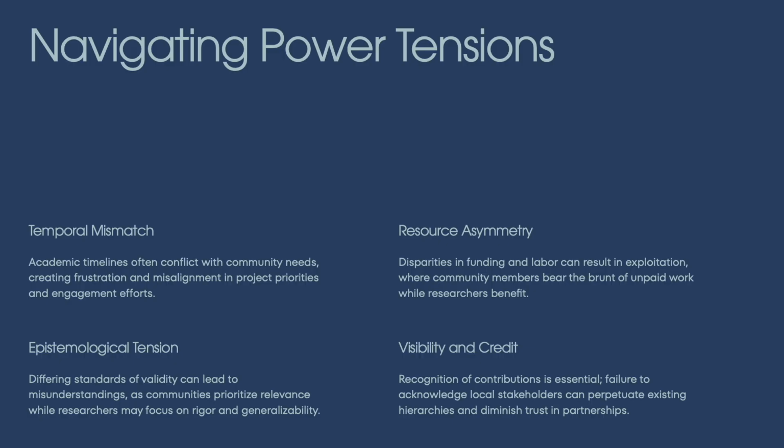Temporal mismatch is real. Universities operate on semester cycles or academic years. Communities operate on program cycles, funding cycles, political cycles. A community partner might say, we need to shift research focus because a new health crisis emerged in our neighborhood. An academic partner might say, that's scope creep. We can't change direction mid-project. Who's right?